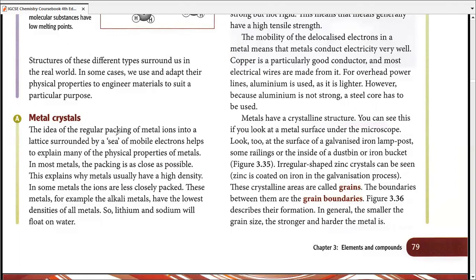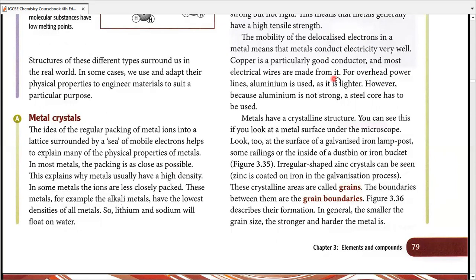Okay, so it's a regular packing of metal ions. These are all positive ions. They're surrounded by a sea of mobile electrons, which we usually call delocalized electrons. Packing is as close as possible because of the electrostatic forces of attraction. Positive ions have a positive charge, delocalized electrons have a negative charge. That's why the packing is close. They usually have a high density, all right? In some metals, the ions are less closely packed, but those are only alkali metals. That's why they have low densities and they float on water.